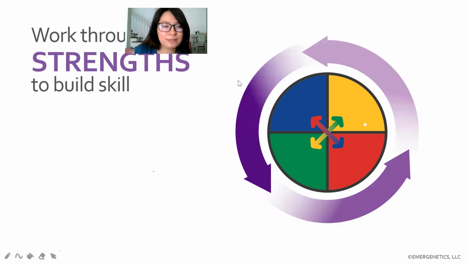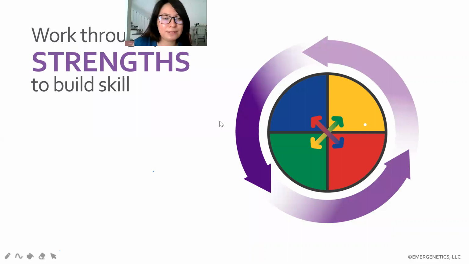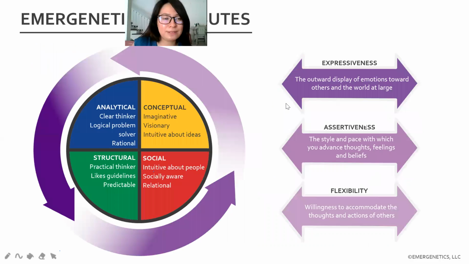In Emergenetics, we will ask you to work through your strength to build your skill. Later we're going to go deeper about the strength. Let me share with you a little bit about Emergenetics. Emergenetics is a profiling that measures 7 attributes. The 7 attributes are 4 thinking preferences and 3 behavioral. So that is the overall metaphor over here.